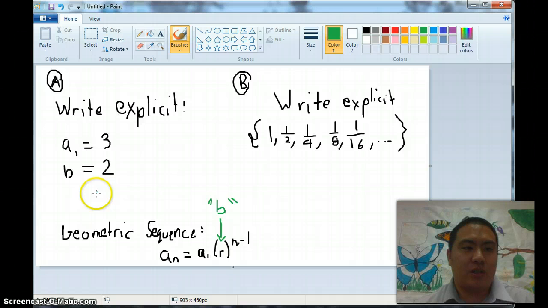Put a1 where it should be, and b where it should be. For this one, you need to figure out what a1 is. Hopefully you know that one. And then what's the ratio, or what's happening to this one every time? What is it multiplying by? Let me pause the video and then I will continue with the lesson.